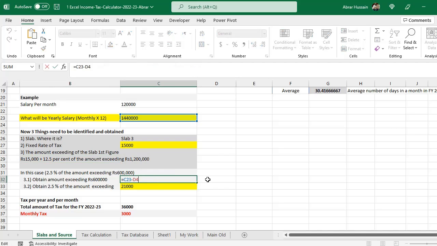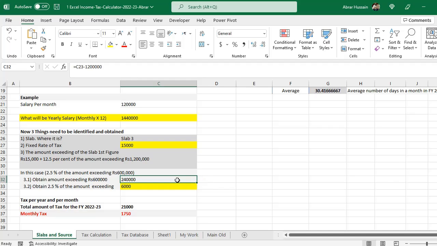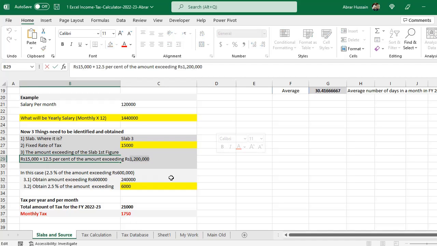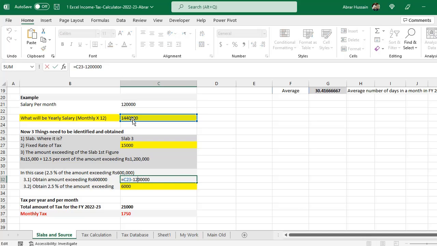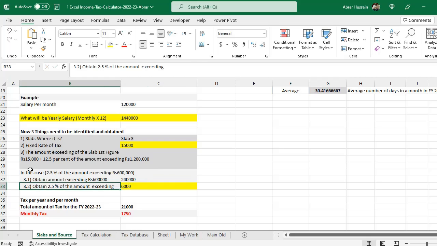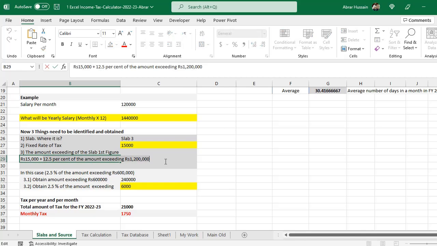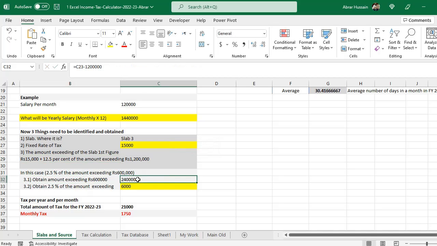So here, what I will do, I will deduct this from 12 lakh. You see, my yearly salary is 240,000 more than the amount exceeding 12 lakh. What I did, I just deducted my annual salary from the exceeding point, and the exceeding point at this slab 3 is 12 lakh, 1.2 million. Now what you have to do in this case is take 12.5% of the exceeding amount. So you have obtained the exceeding amount, which is this.